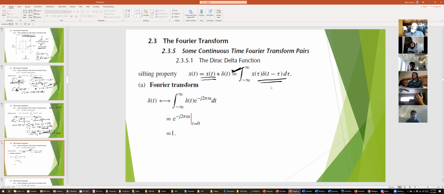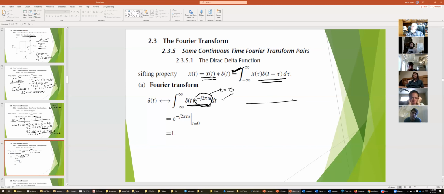Let's remember the sifting property to compute the Fourier transform. If we plug the delta function into the Fourier transform, we get this expression. But what does the sifting property say? We have this delta function, so we get back whatever is left at t equal to 0.